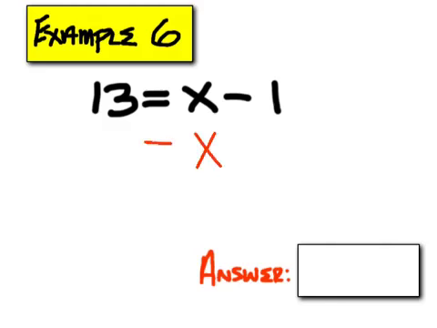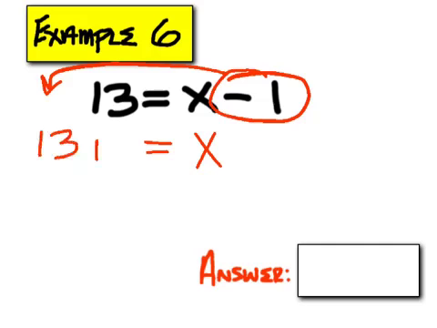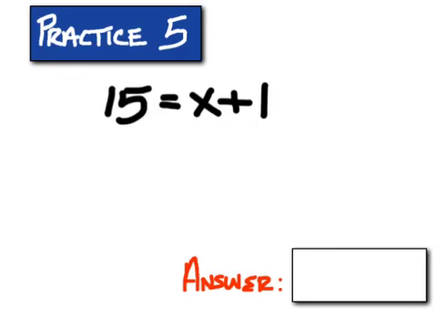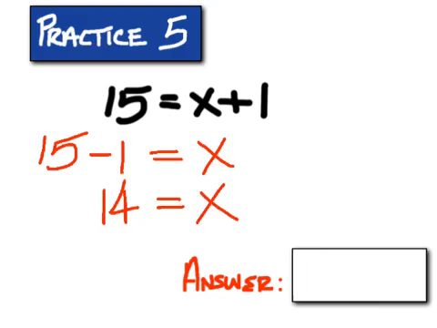Another problem just like that. Leave the x where it's at. But this minus 1 must go to this side and become plus 1. Your answer is 14. For the practice problem, you should have 15 minus 1 equals x. The answer is 14.